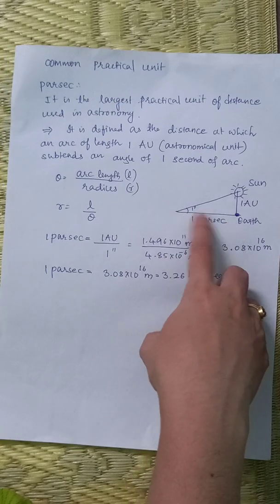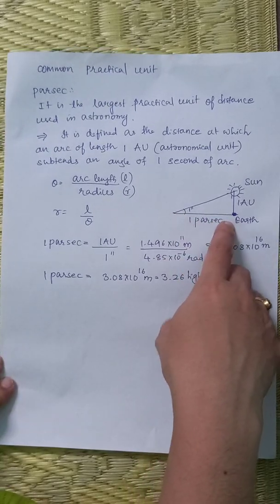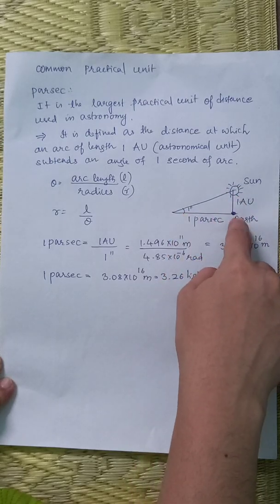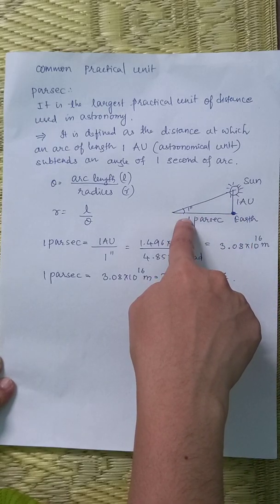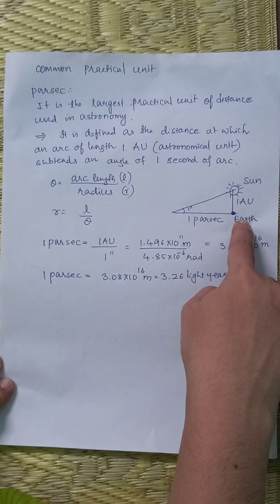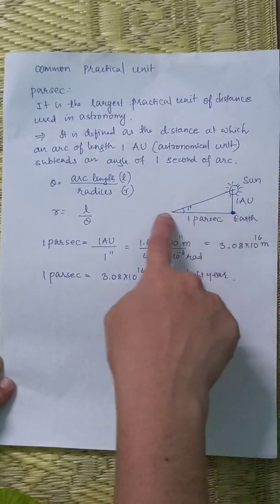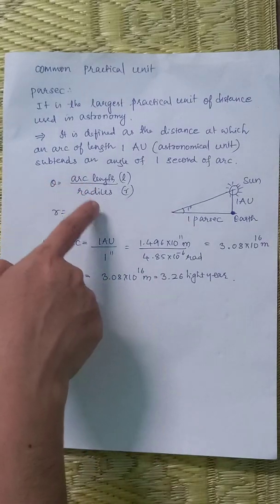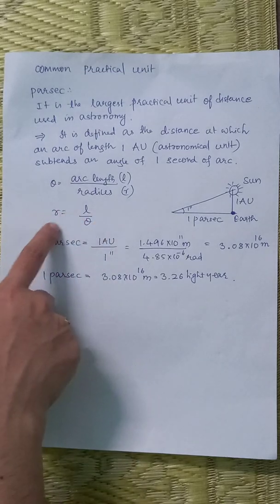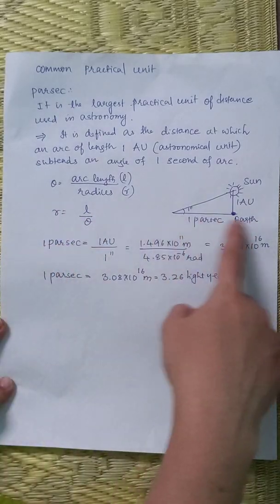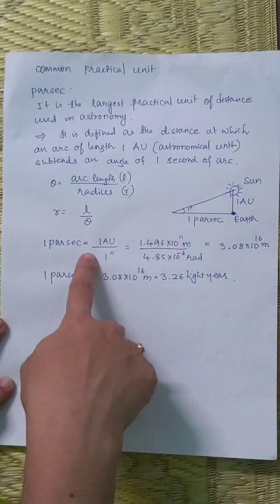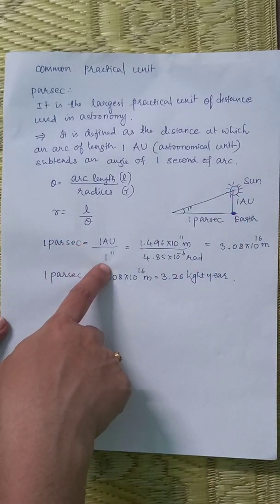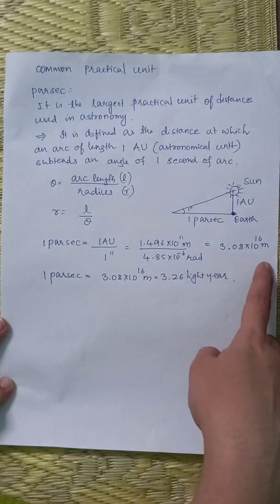So this is the definition: the distance at which an arc of length 1 astronomical unit subtends an angle of 1 second of arc. So here it should be 1 astronomical unit and here it is 1 second. Then what is the distance here? That we have to calculate. We know that angle theta is arc length divided by radius, L by R. So radius is L by theta. So 1 parsec is equal to arc length 1 astronomical unit divided by theta, 1 second. If you substitute all this, we get the answer.